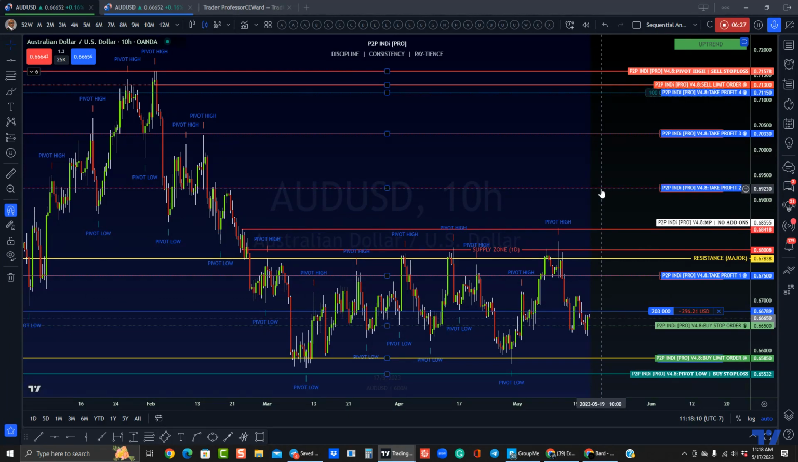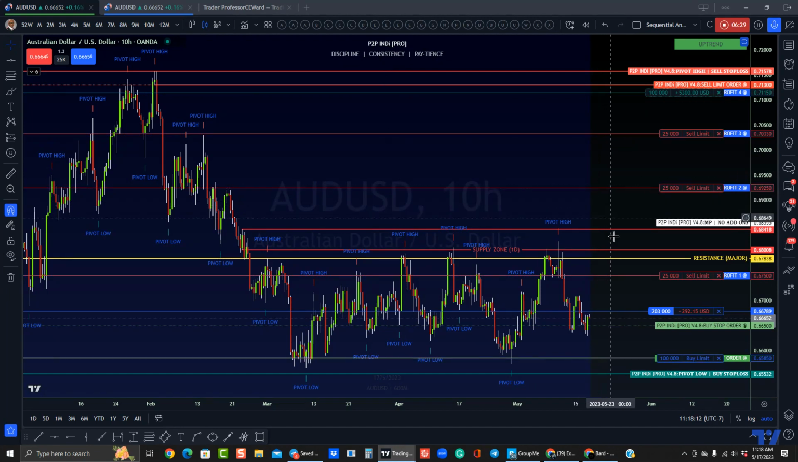So let's continue to head towards the upside on Aussie dollar, and I'm seeing the same thing with gold. Gold is also in an uptrend. That's what I see, and so if that's true, Aussie dollar and gold.